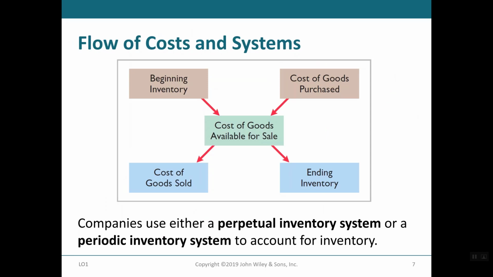So all merchandising companies deal with inventory. Now, what's the flow of our cost? We begin with our beginning inventory, and we add the cost of goods that we purchased, right?